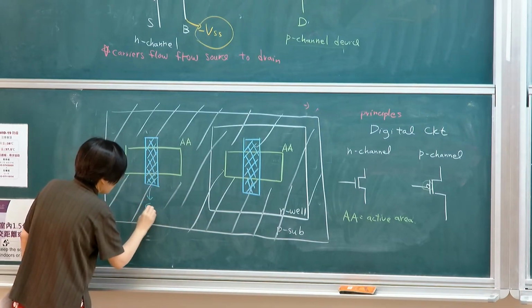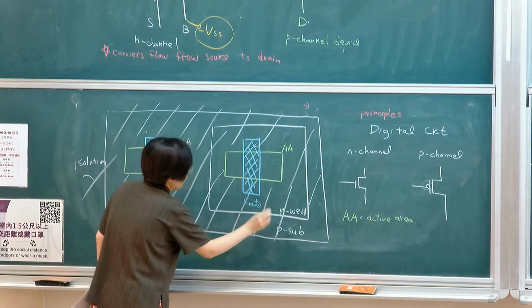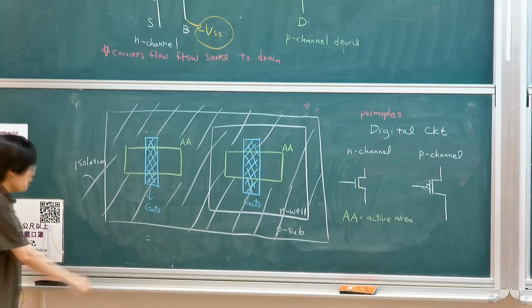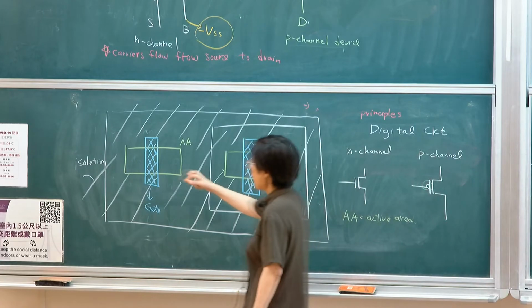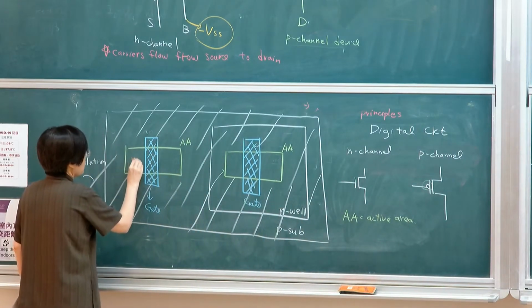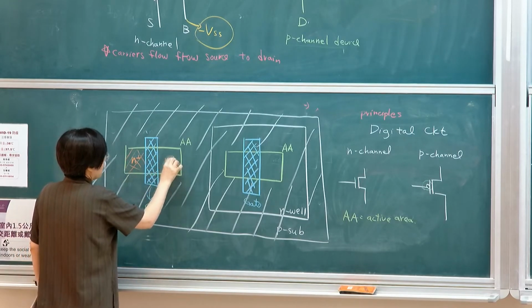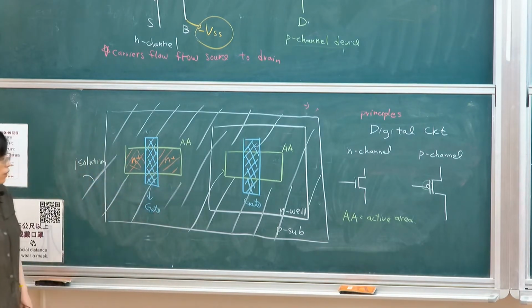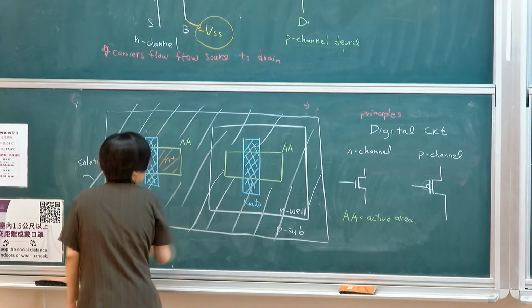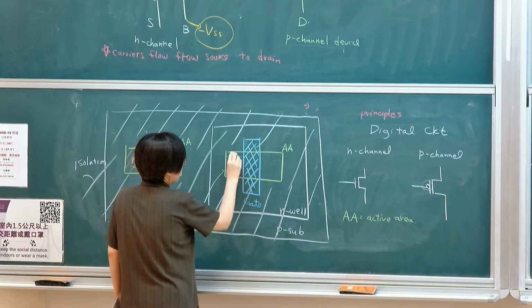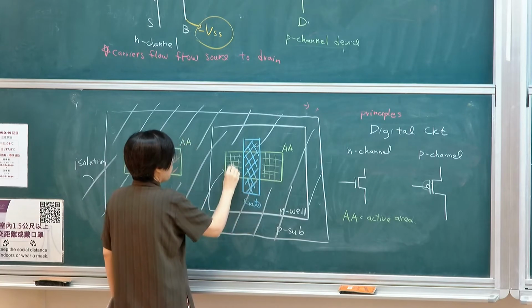So this is the gate. You define the gate, and then I will define my source and drain. For the N channel, this is N plus. The whole region is defined by N plus, and then I have my P plus. So this will be P plus.